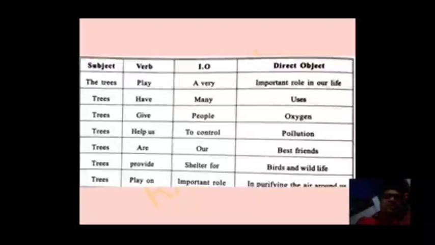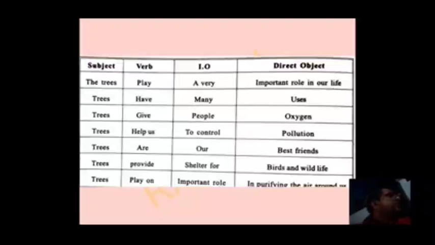My dear students, we are discussing two more patterns, subject, verb, indirect object and direct object. The trees play a very important role in our life. Trees have many uses. Trees give people oxygen. Trees help us to control pollution.